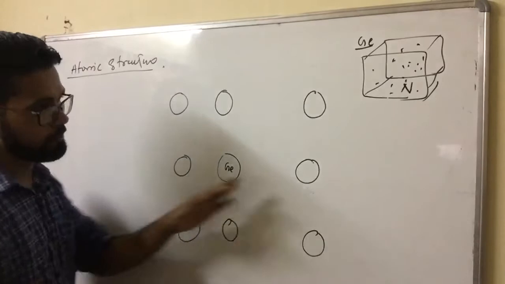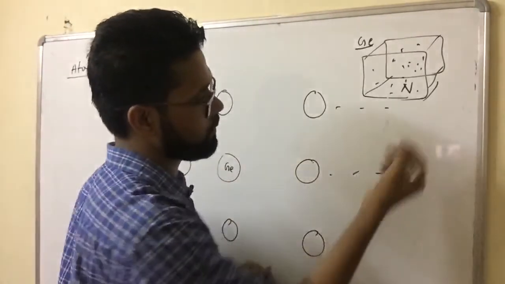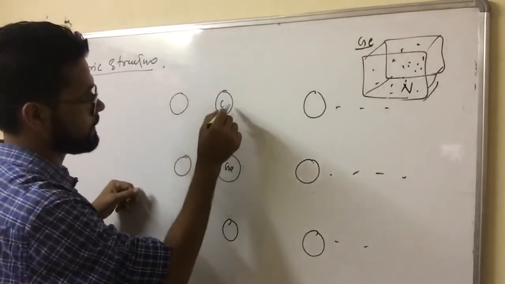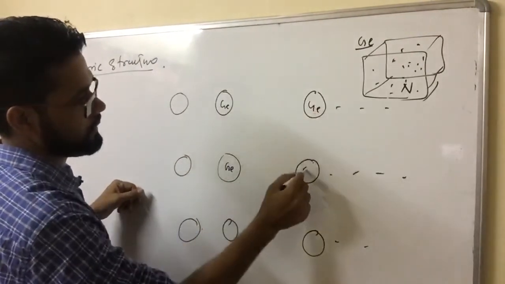This is it, and it is extended. You can extend it; we don't know how many n numbers of germanium atoms there are. All germanium atoms look like this. Now, germanium.